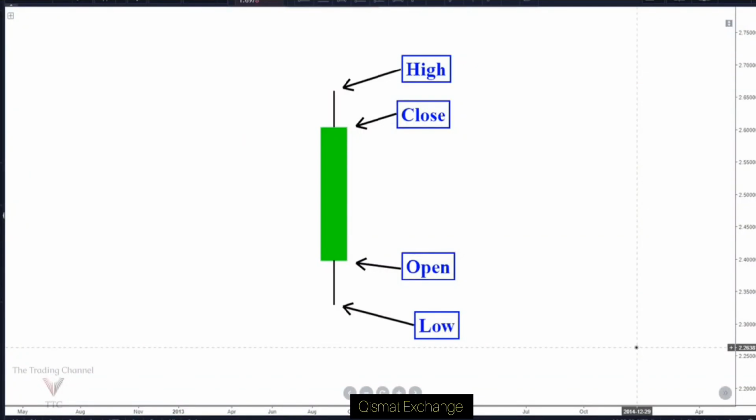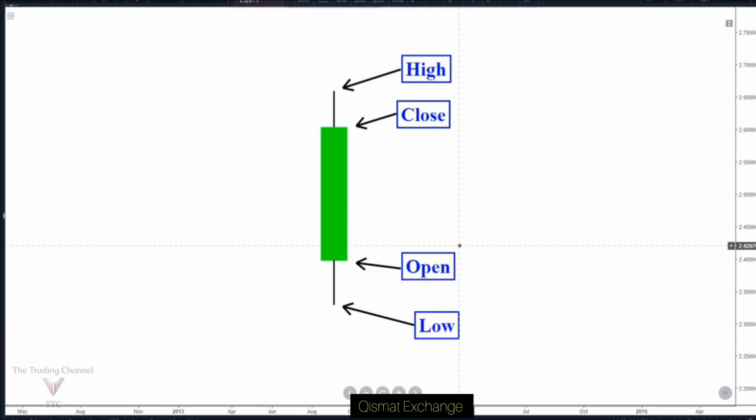actually represents and how we can use these candlestick charts to determine market direction. So let's go ahead and talk about the candlestick that you see on your screen. Each candlestick is going to have 4 main points. Your main points are going to be the open of the candle, the close of the candle, the high of the candle, and the low of the candle.